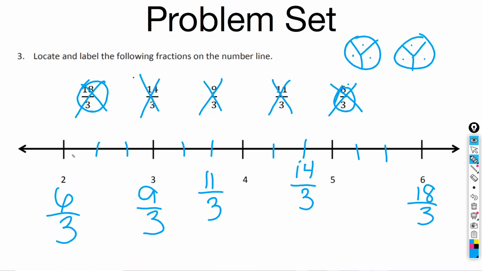Now, as always, you could just go and label each single piece, but this is practicing how to do it without labeling all the pieces. It's practicing you trying to find the correct spot for each of those fractions.